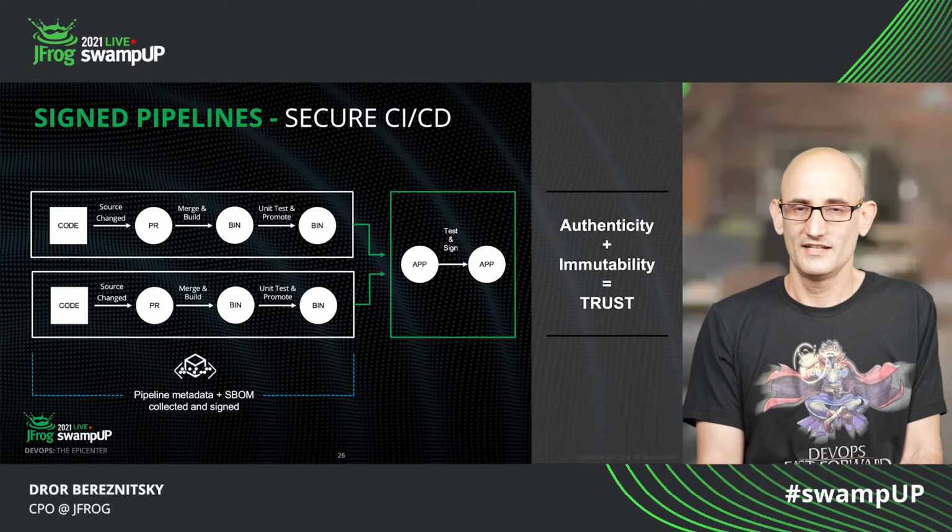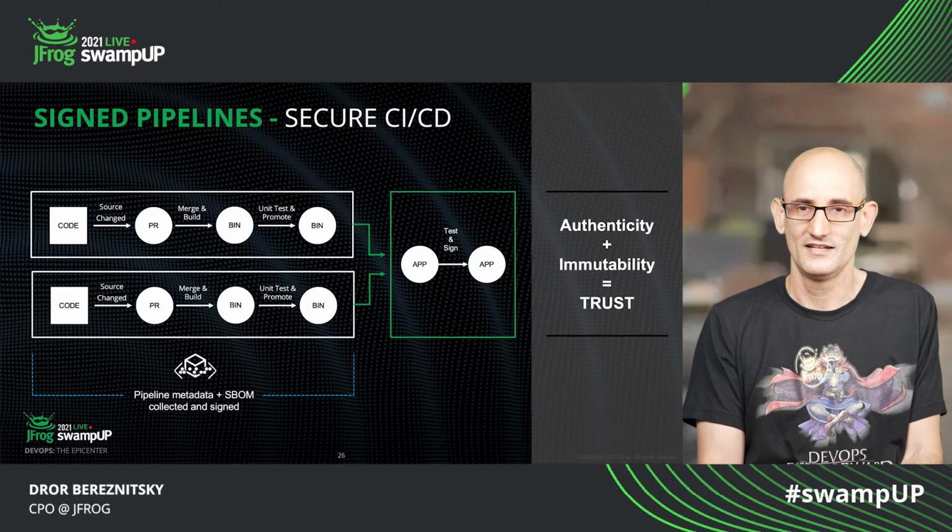The collected metadata is then being signed while the pipeline ends its run, and it's being associated with the artifacts that are generated as a result of the pipeline. By having this signed metadata, which describes exactly why, when, and how the artifact was created, you'll be able to prove the authenticity of the artifact, and by that, to ensure its immutability.